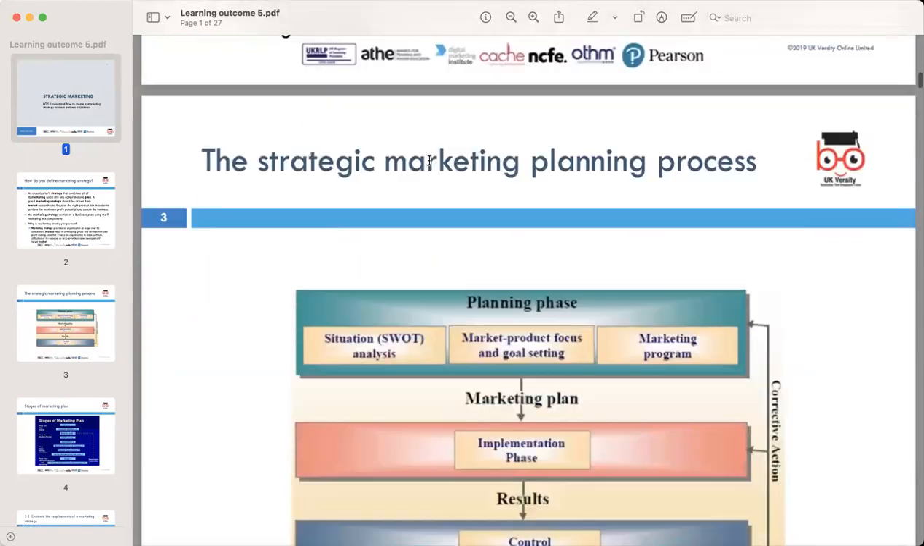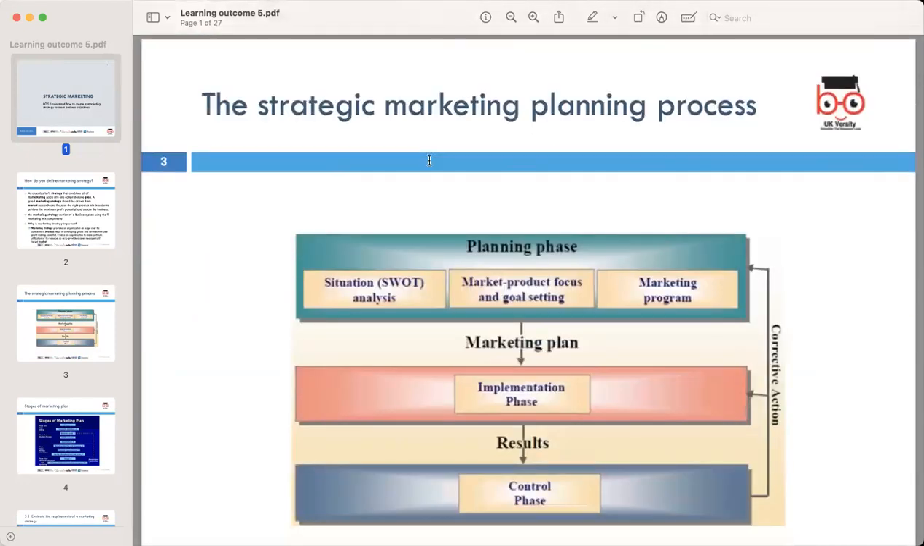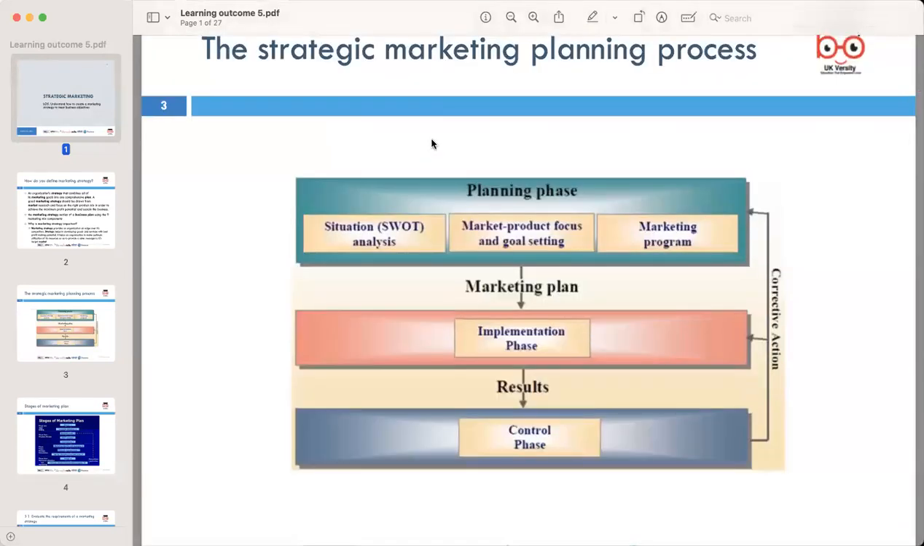Okay, so the strategic marketing planning process. The strategic marketing planning process basically involves 3 key phases: planning phase, implementation phase, and then it comes to result.